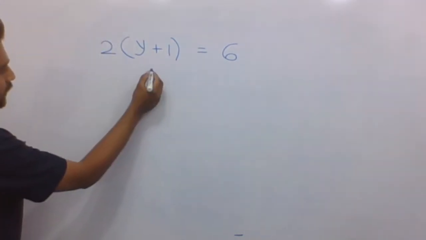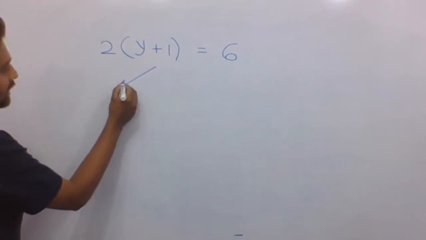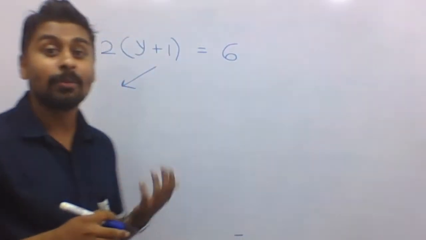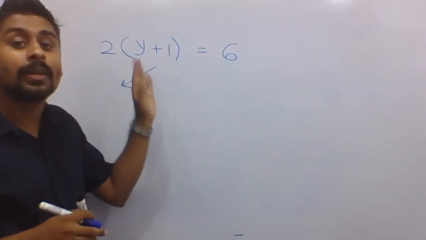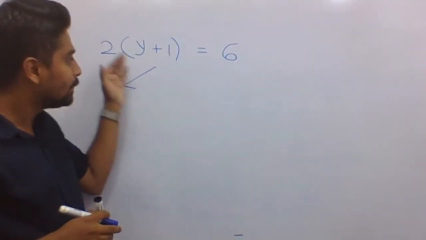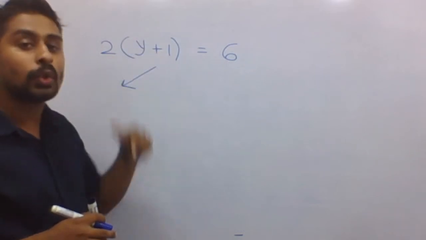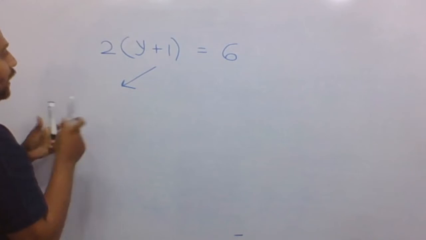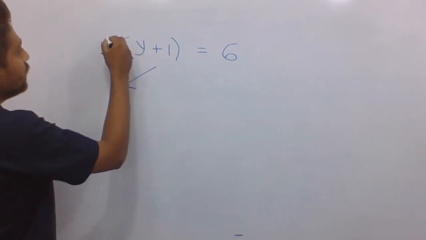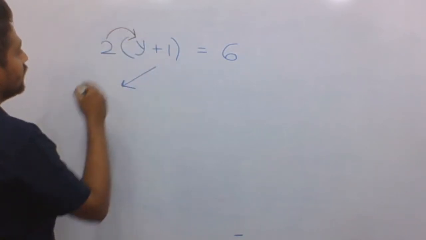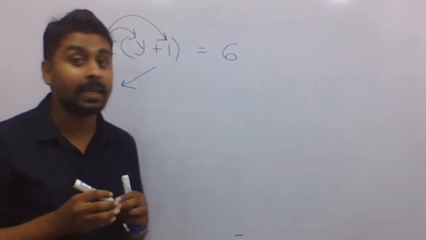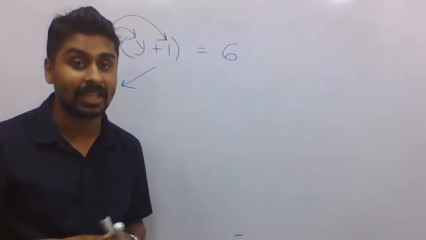Look at this one, the plus method. Why is there a bracket? Because the 2 is outside, so I need to remove the 2. We can remove this 2 in two ways. One is, when we simplify the bracket, the 2 is removed automatically. Bracket simplify means multiply this 2 by this y as well as this plus 1.